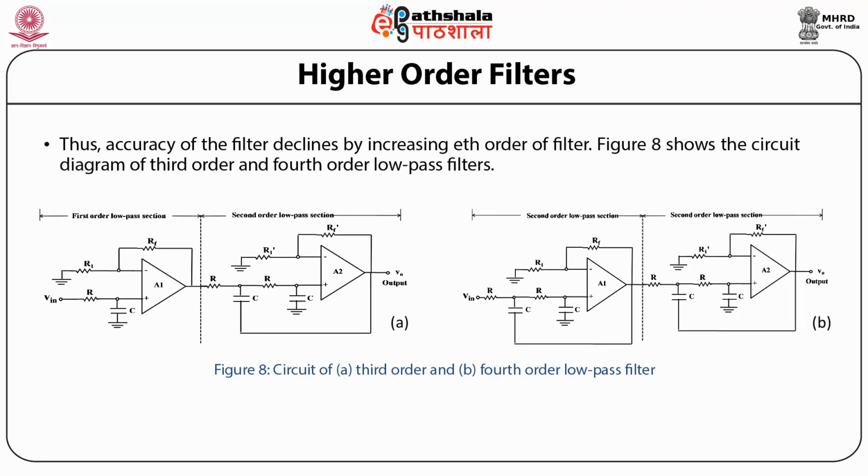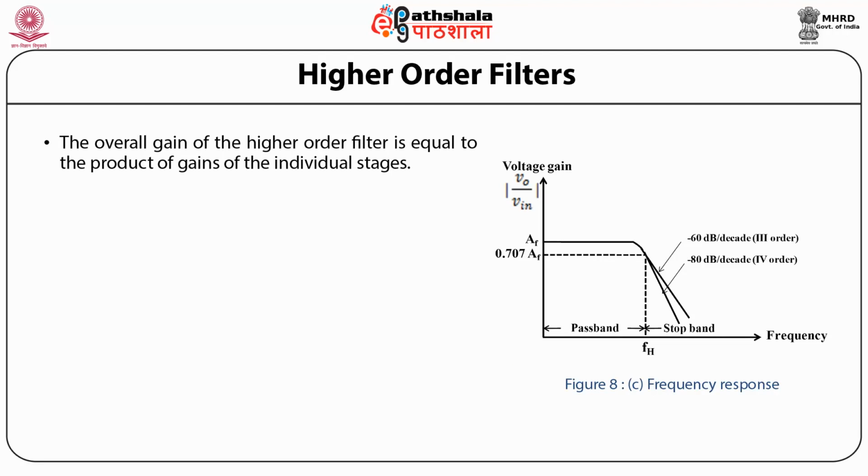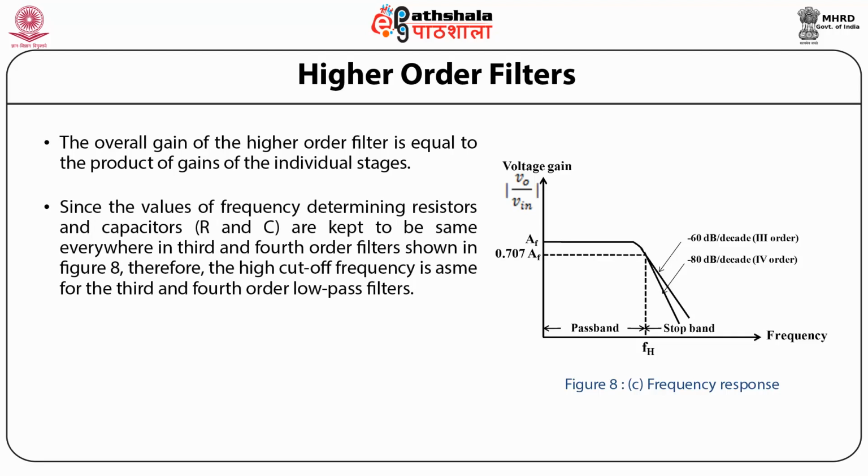In this module, higher order filters such as third order and fourth order are discussed. The types of bandpass filters, that is wide bandpass and narrow bandpass filters, are studied. The expression for gain for narrow bandpass filter is derived and the frequency response is obtained. Band reject filters are studied as wide band reject and notch filter, and the frequency response is discussed in detail. Finally, an all-pass filter is studied.